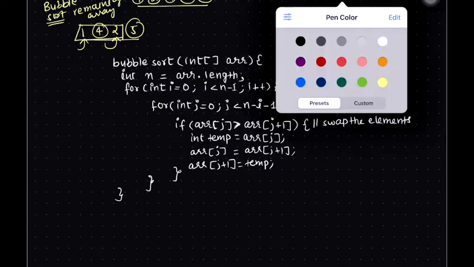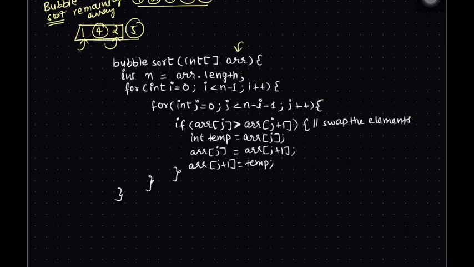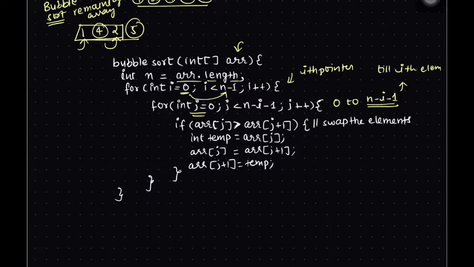Here we have an array of elements. First, we calculate the total length of the array, and then we will take ith pointer. This pointer will go from 0 till n minus 1, and then we will take another pointer, that is j. For each i, we will make a pass or an iteration from 0 to n minus i minus 1, and that is because each time till ith elements of the array would have been processed.